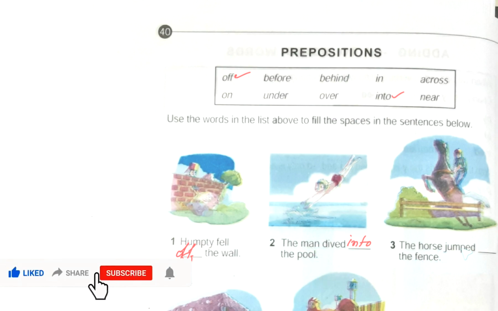Next one, the horse jumped dash the fence. What can we put here? We can put over. The horse jumped over the fence. We use this preposition to help people understand movement or position at a higher level than something else. So here, the horse jumped where? Above the fence, at a higher level than the fence. That's why we have used over here.